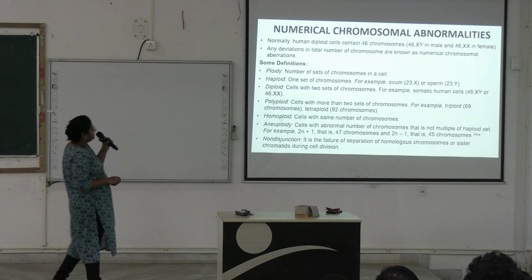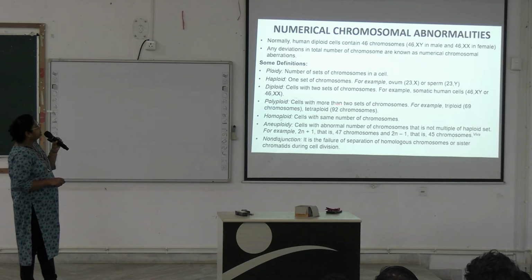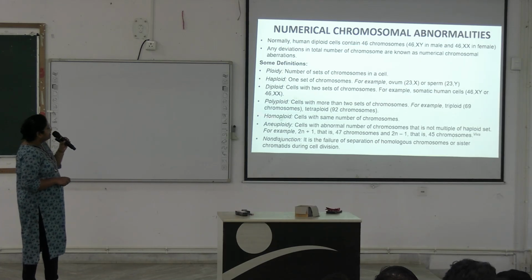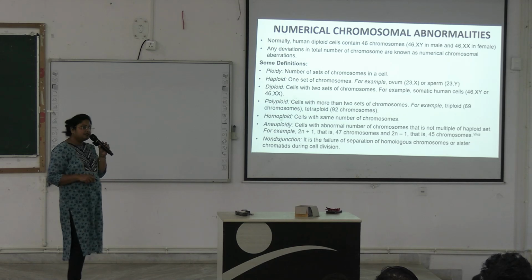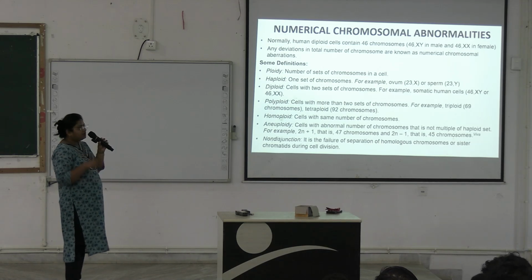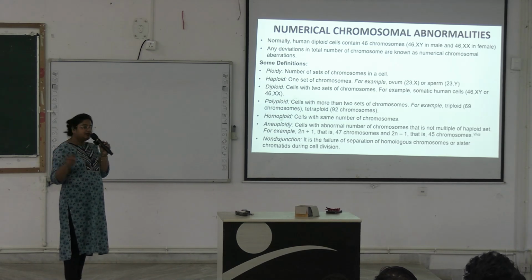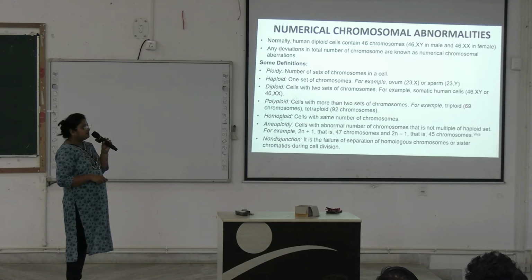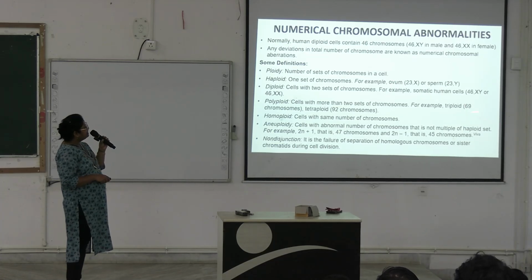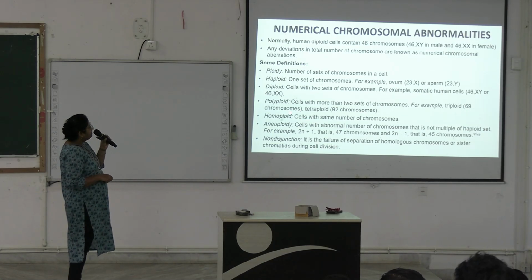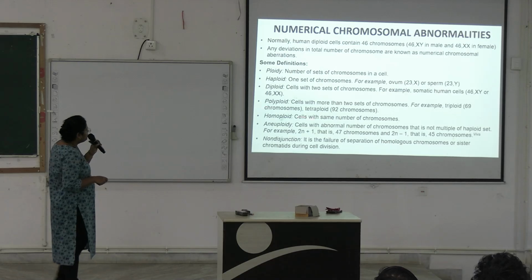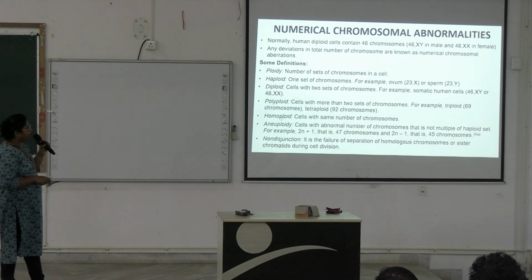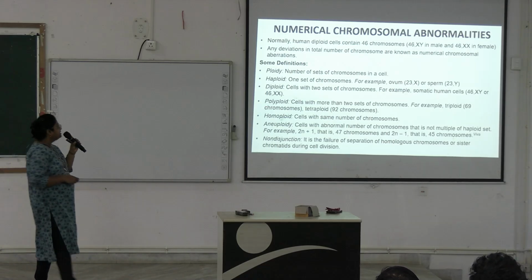Next is polyploid: cells with more than two sets of chromosomes. For example, triploid, tetraploid, like this. n is 23, so it will be a multiple of n. Triploid means 3n, 3 into 23, 69 chromosomes will be there. Tetraploid means 4n, 4 into 23 means 92 chromosomes will be there. Homoploid: cells with the same number of chromosomes are known as homoploid.